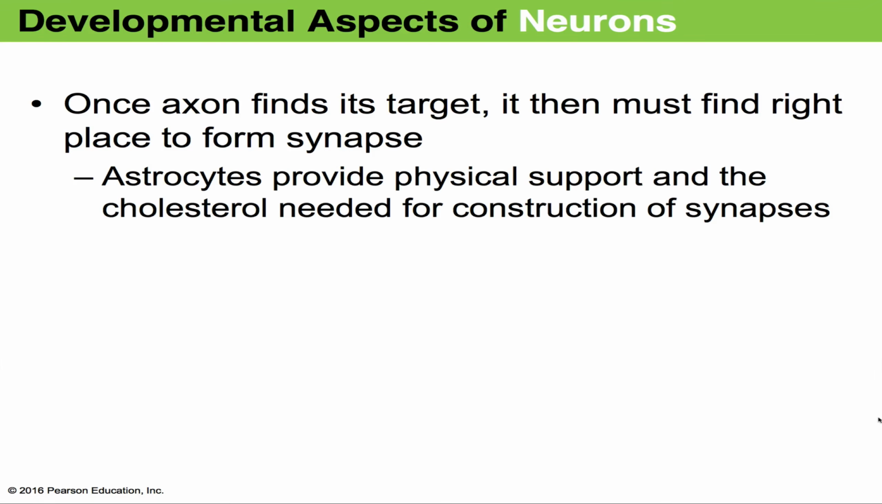Once the axon has reached its target area, it must select the right site on the target cell to form a synapse. Special cell adhesion molecules couple the presynaptic and postsynaptic membranes together and generate intracellular signals that recruit vesicles containing preformed synaptic components. This results in the rapid formation of a synapse. In the brain and spinal cord, astrocytes seem to provide both physical support and the cholesterol essential for constructing synapses.